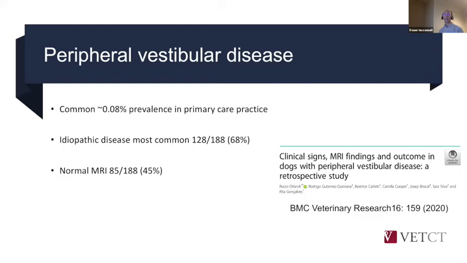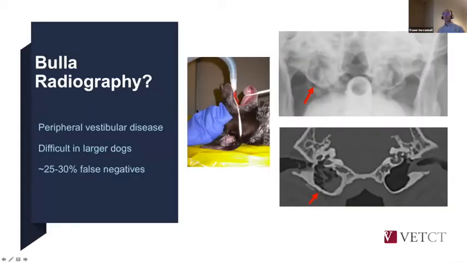And clearly that'll be even less, with a poor sensitivity with CT. So this is a condition whereby a large number of the cases are normal, and that's quite important when it comes to trying to interpret images and also managing owner expectation. So what are the options for imaging peripheral vestibular disease?